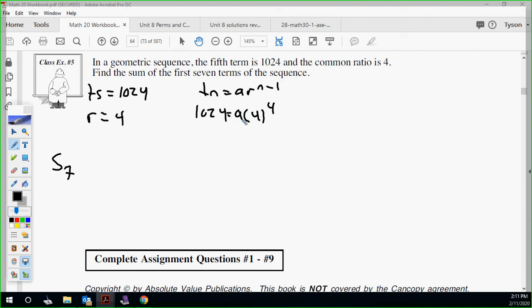So there. That's an a there. So 1024 equals a, 4 to the 4th. Right. So if you divide 4 to the 4th over, what is 4 to the 4th? Is it 256? 256, yeah. So we got 1024 equals 256a. Divide it, and so your a is 4. So now we're good to go to use the formula now. We have everything we need.